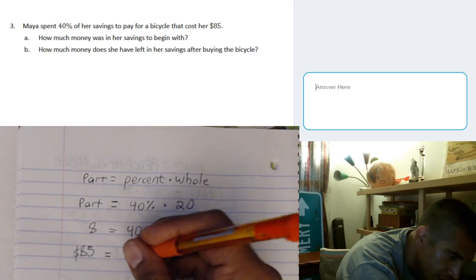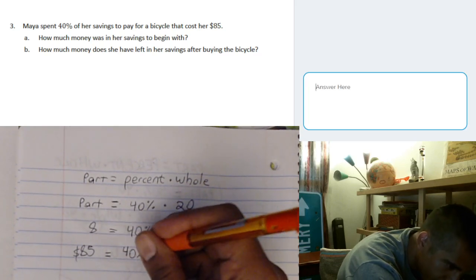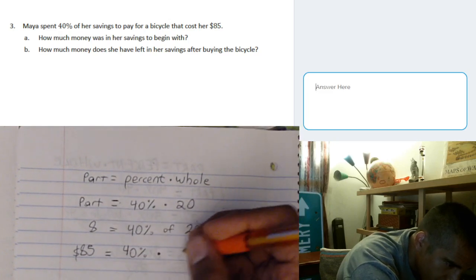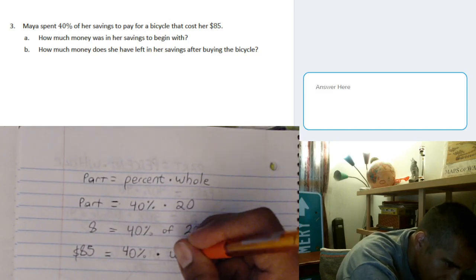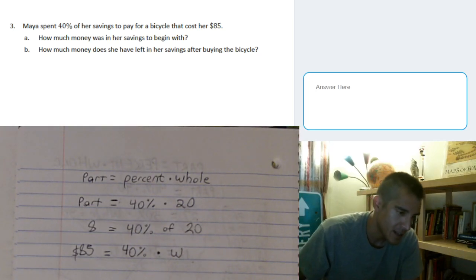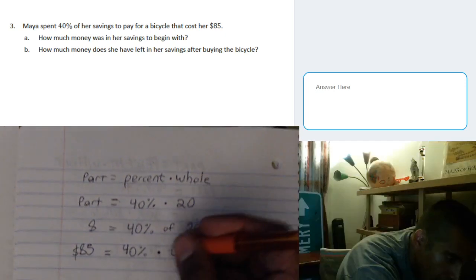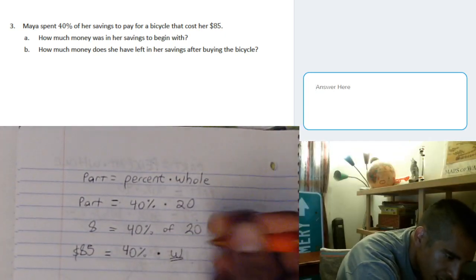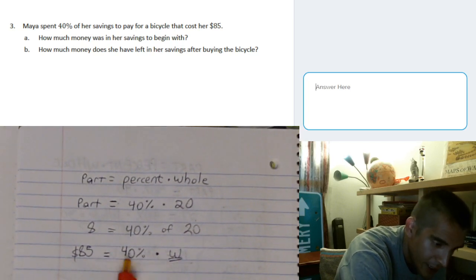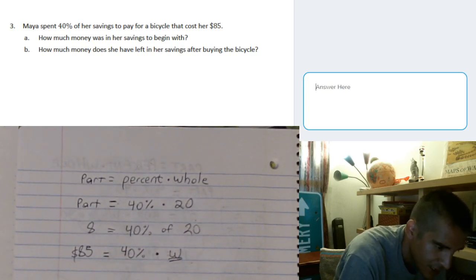She spent 40%, so we know that we're looking for 40% of her whole savings, which we don't know. So I'm just going to write W for her whole savings. We're going to try to figure out her whole savings. Now, I want to know what her whole savings are. I don't want to take her savings and multiply by 40%. I want to get rid of this times 40%.